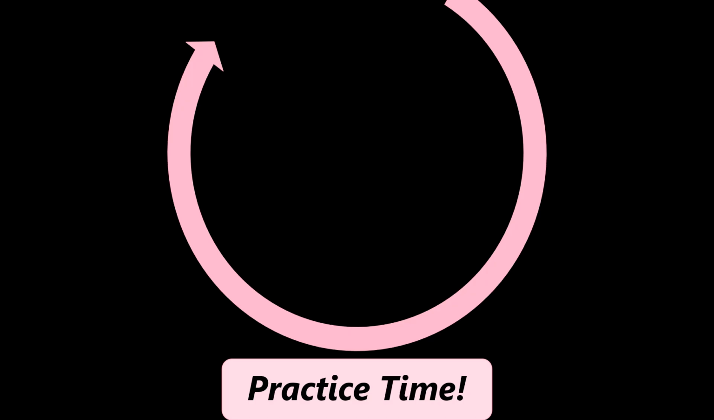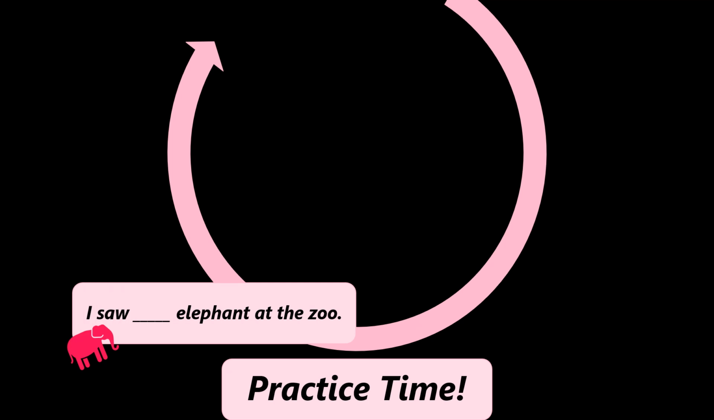Let's practice the usage of article a or an through some examples, through some sentences. So first one is, "I saw dash elephant at the zoo." Now our singular noun is elephant, where we have to insert an article, and elephant is starting with the vowel sound a. So I'll add an: an elephant.